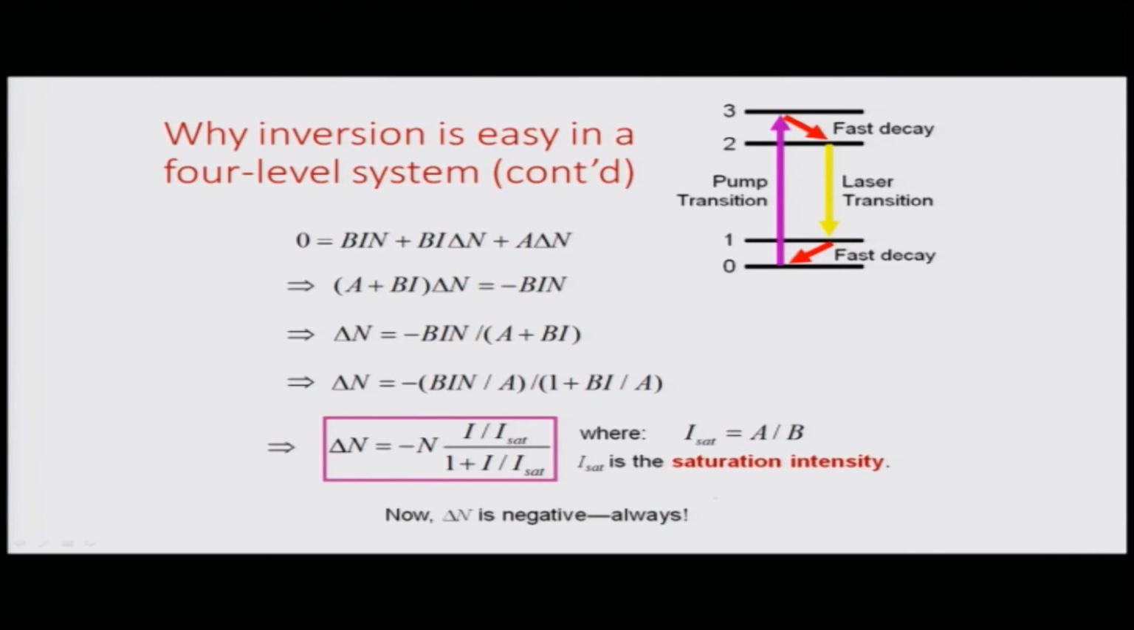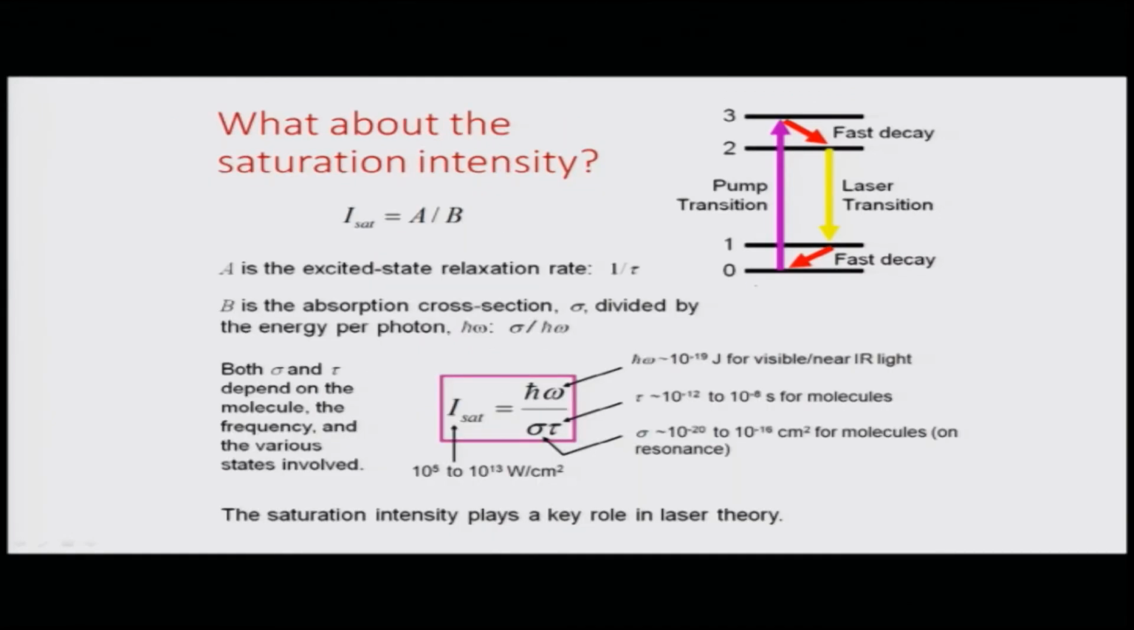We find that delta n is going to be of this kind, and in this case you find that this is always negative. So in some sense the 4-level system is a very conducive condition for producing lasing, because just like the simple 2-level system where it was almost impossible to produce inversion, here it's just the opposite: we are almost always producing inversion. So that's the important part here.